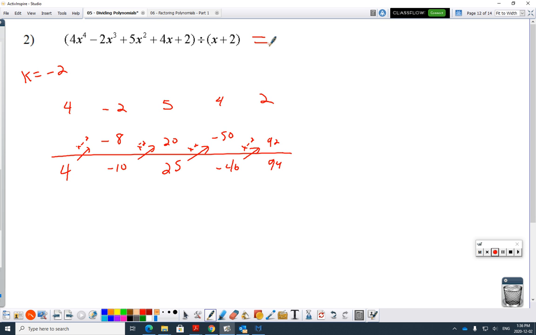Who wants to take a shot at it? What's the first one? 4x cubed. I've knocked a degree off this thing, right? So 4x cubed minus 10x squared plus 25x minus 46. What's the 94? The remainder. So it didn't get divided, so it's still over x plus 2. Sometimes in the homework, they just write remainder 94, and that's fine. But I want to keep framing what that 94 is. It's the part that didn't get divided. It's still over the divisor.